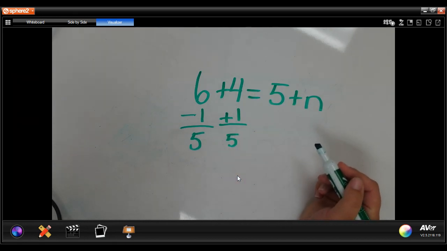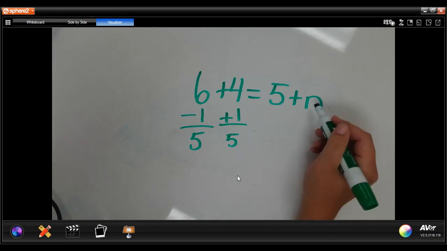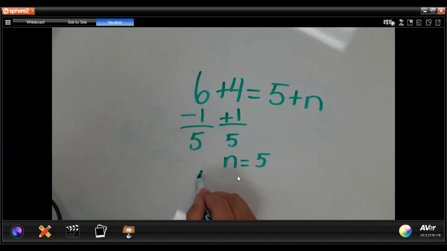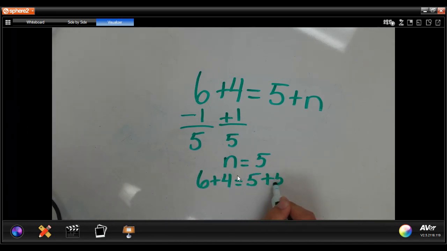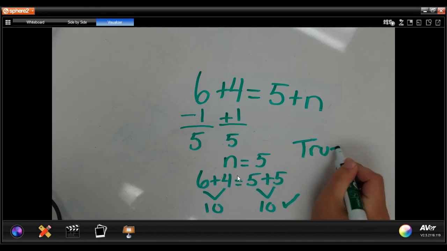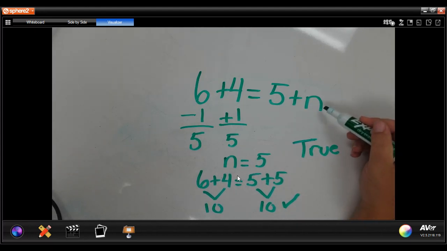Now I can check that I'm right. I'm saying n equals 5. If I plug my numbers in, 6 plus 4 equals 5 plus 5. 6 plus 4 equals 10, and 5 plus 5 equals 10. This equation is true as well. I made it true because I found the right value for the variable.